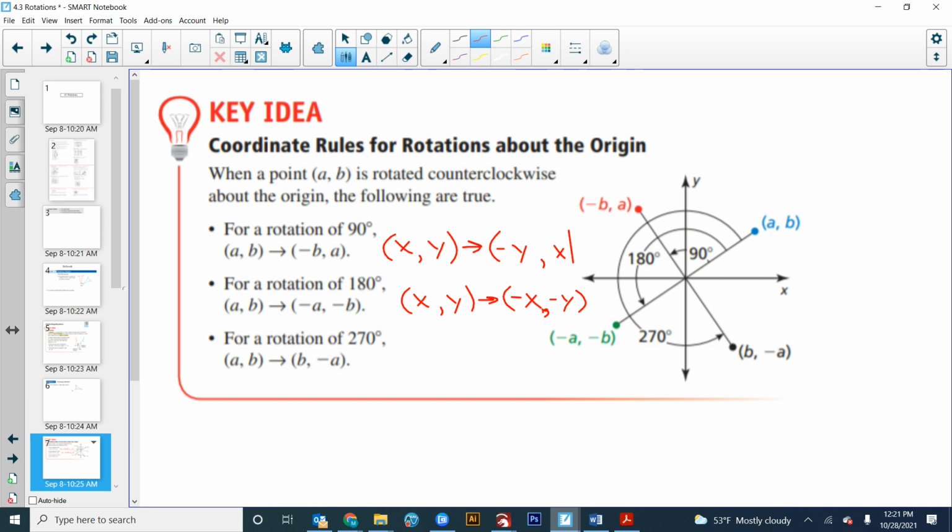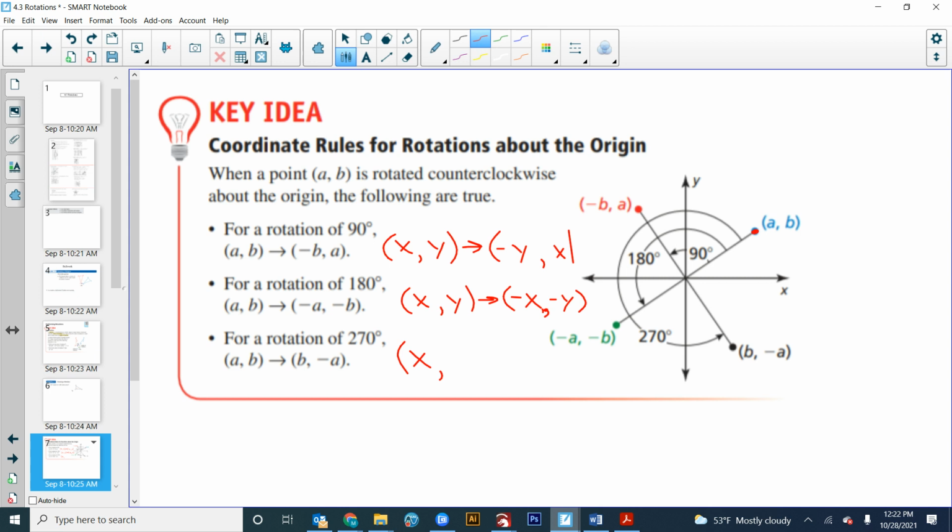After you've rotated 180. Now that one makes sense, right? Look up here. If you're up here at A, B and you want to go tick, tick, tick, tick, tick, tick, 90, tick, tick, tick, tick, tick, tick, tick, tick, 180. Oh, look at those points. It's the opposite of A and the opposite of B. That one seems to make more sense to people. Would you agree? Maybe not.